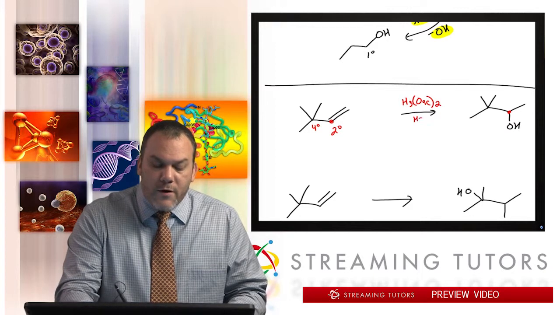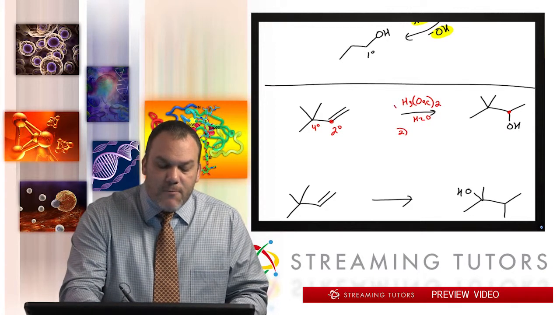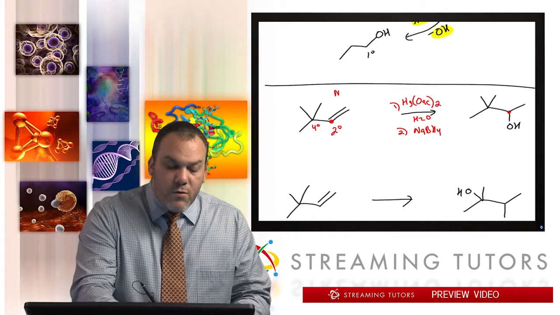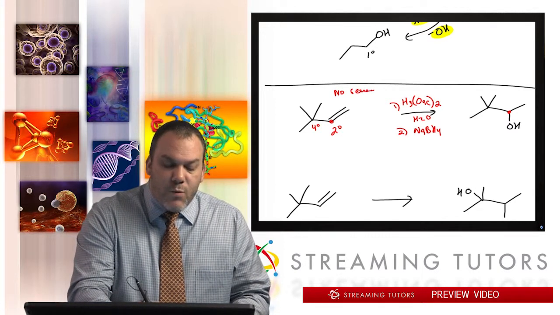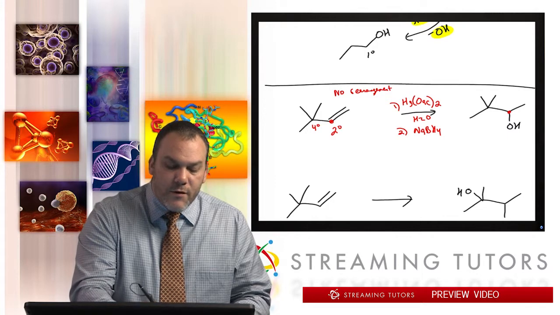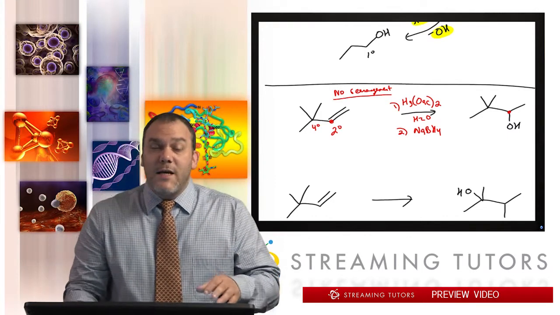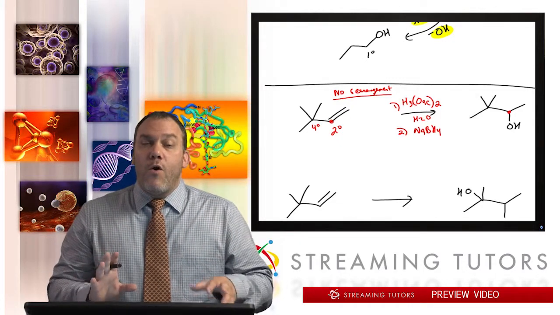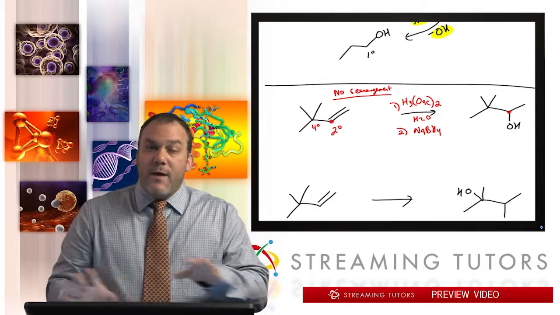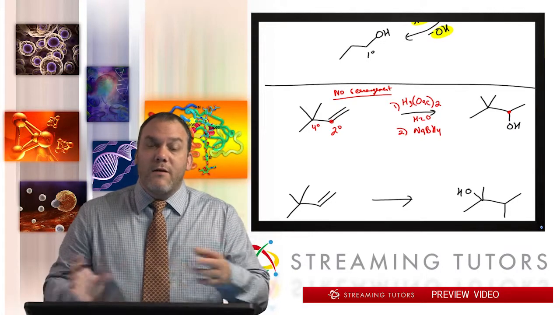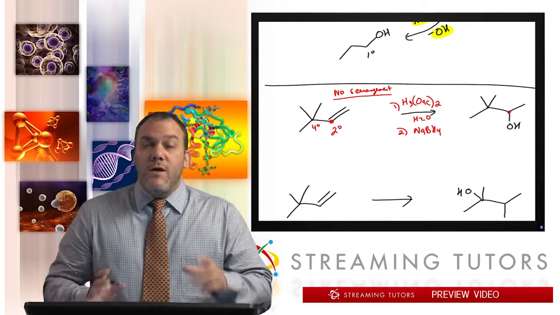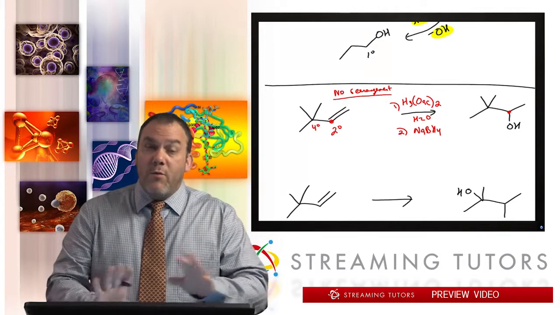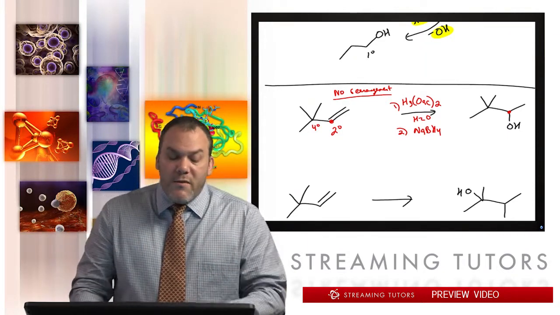HgOAc2 in water, and then step 2. This is step 1. Step 2 is NaBH4. So the key here, there's no rearrangement. And that's why oxymercuration is used. A lot of times, if the neighbors were in higher degree, then you could use oxymercuration or acid catalyzed hydration. Either one will do the same thing. Interconverting one from the other, it wouldn't matter. The only time it matters is if you have rearrangement potential and you don't want to have that rearrangement. So that's an example here.